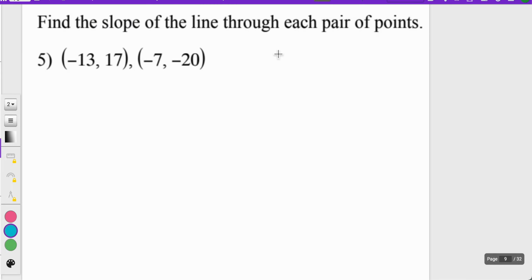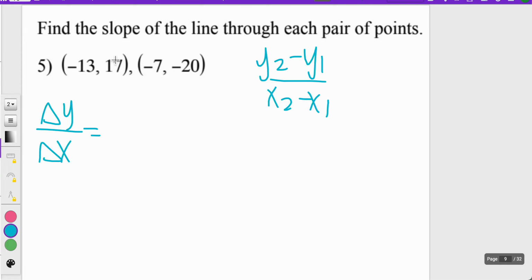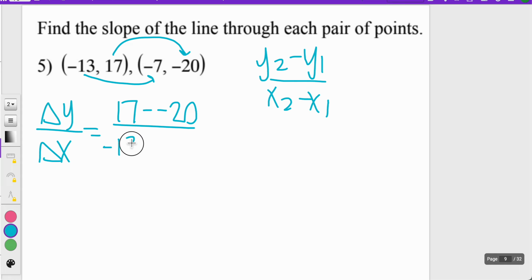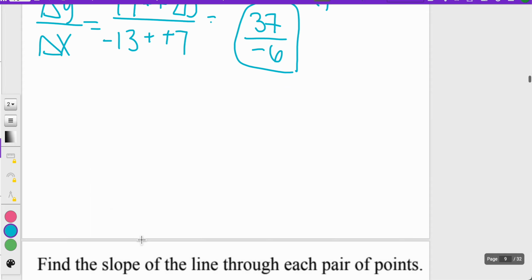Finding the slope of the line for each pair of points, you can do your y2 minus y1 over x2 minus x1, but we also just talked about the change in y over your change in x. So one thing you could do is just take your y's, which is 17 minus negative 20, over your change in x, negative 13 minus negative 7. 17 minus negative 20 just changes to plus positive, so 17 plus 20 is 37, and negative 13 plus positive 7 is going to give you a negative 6. That cannot be simplified, so negative 37 over 6 is your answer.